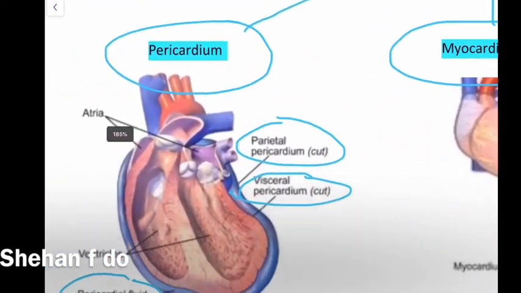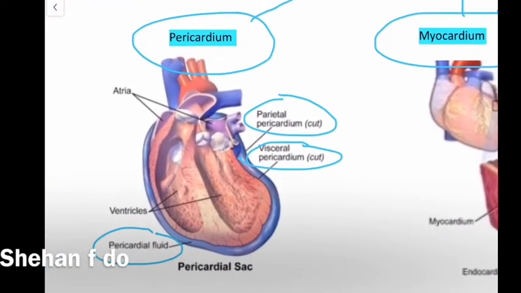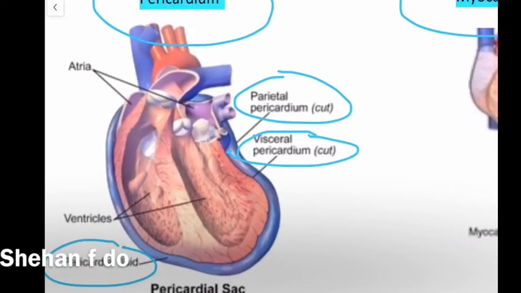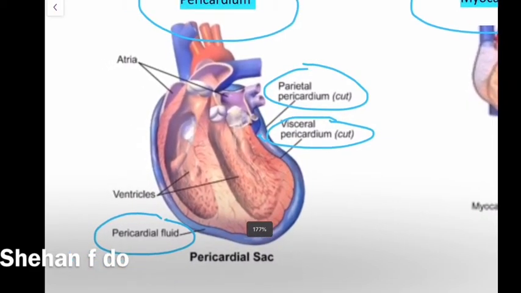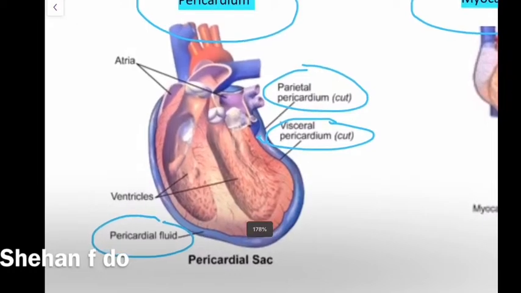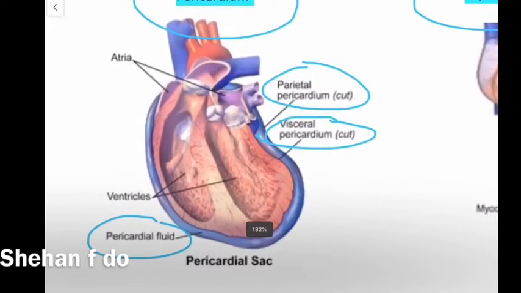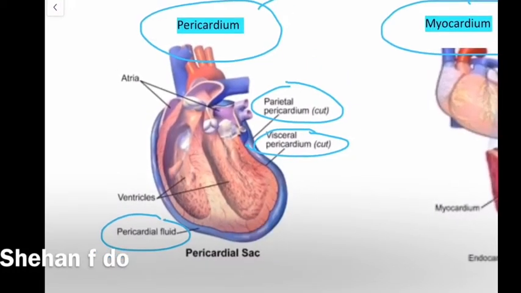So first we'll look at the pericardium. Pericardium again has 2 layers. The outermost layer is the parietal pericardium, and the innermost layer is the visceral pericardium, shown here. And in between these two, there's a potential space known as the pericardial space, and this pericardial space has pericardial fluid in it. And in some disease conditions there can be a collection of blood in this potential space and can cause problems.